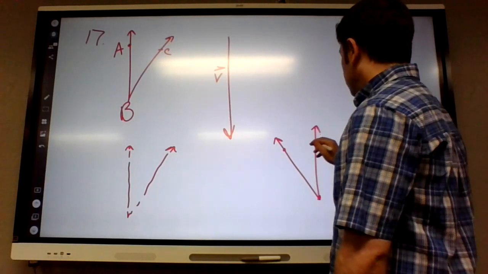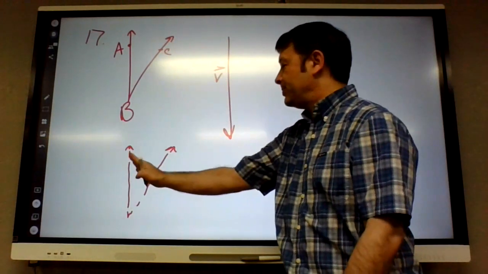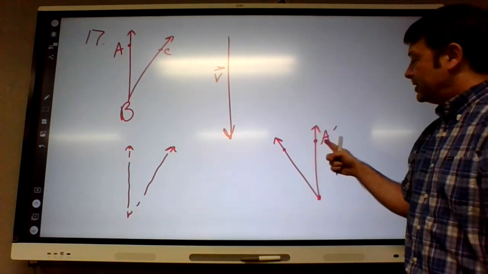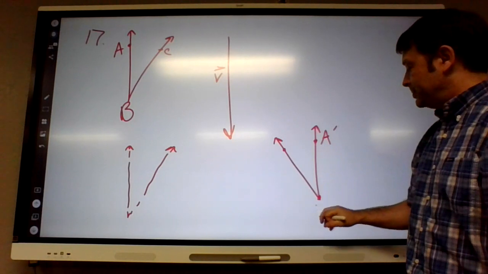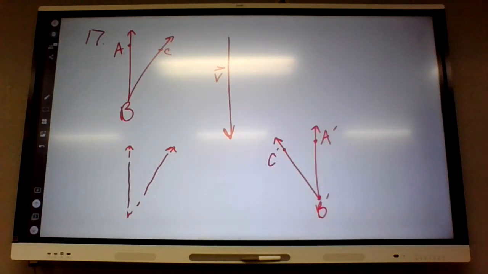Okay, so the whole thing slides down, and then when you reflect it over, A is going to be on the right side now, B prime's on the bottom, C prime's on the inside.